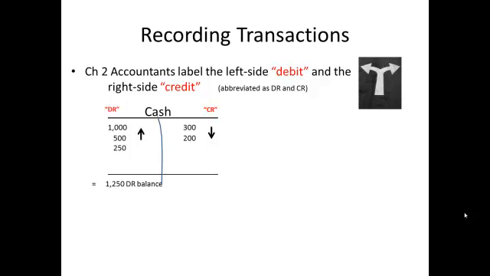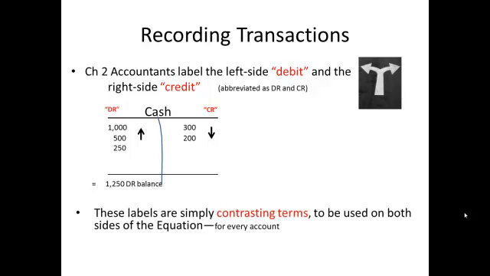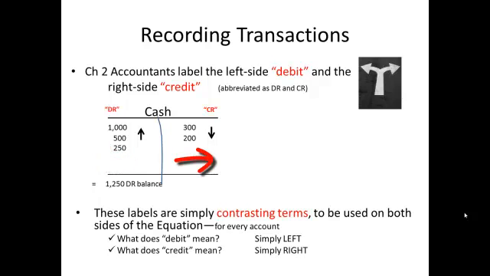Now, accountants label the left side of an account as the debit side, and the right side of an account as the credit side. These are abbreviated DR and CR for debit and credit. The R in debit comes from a Latin term, debere. He was an Italian monk who documented this system. So in the cash account here, we'll say that we have a dominance of debits, and so we have a $1,250 debit balance because the debit entries exceed the value of the credit entries. Again, these labels are simply contrasting terms to be used on both sides of the equation for every account. What does debit mean? Simply left. What does credit mean? Simply right.